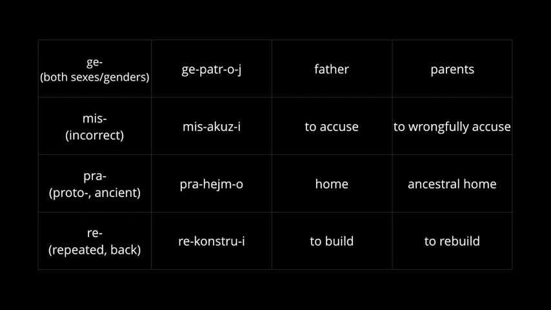The prefix mis means that something is just incorrect. It's not necessarily nasty or awful, it's just wrong. And in this case, it is a bad thing. Akuzi is to accuse. Misakuzi is to misaccuse, to wrongfully accuse. Pra is like proto, or saying that something is ancient or old or primordial or ancestral. So prahejmo would be an ancestral home, the ancient homeland of your ancestors.